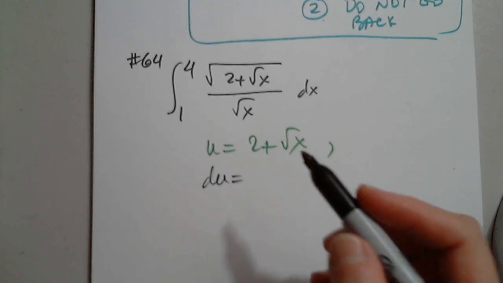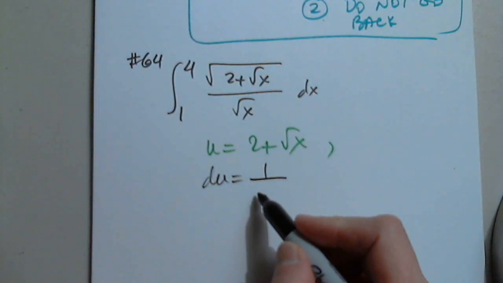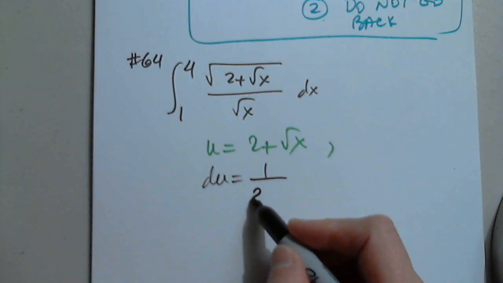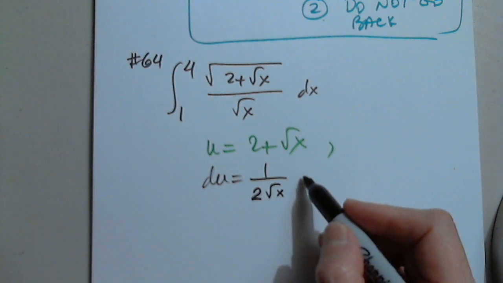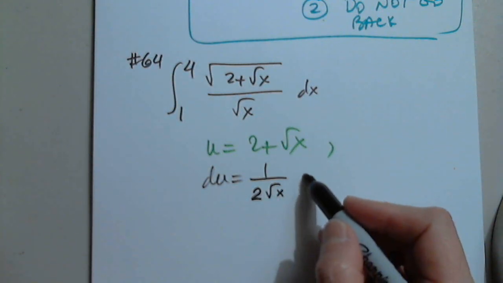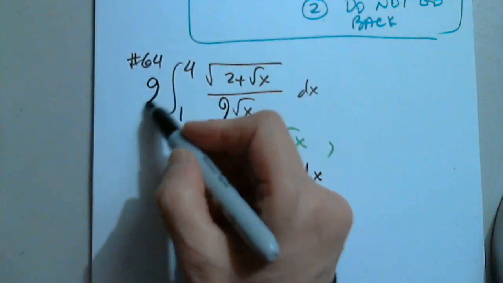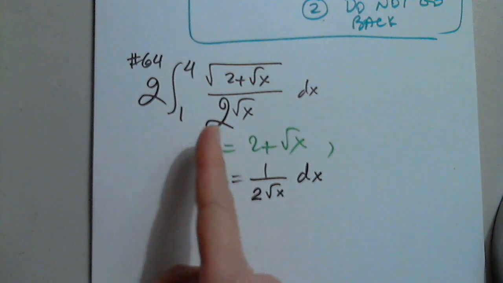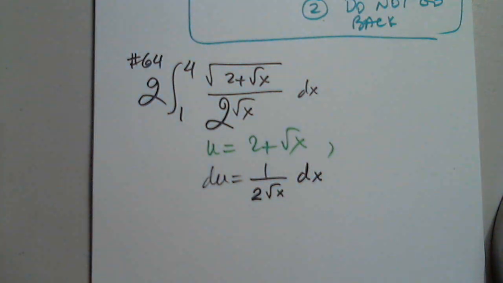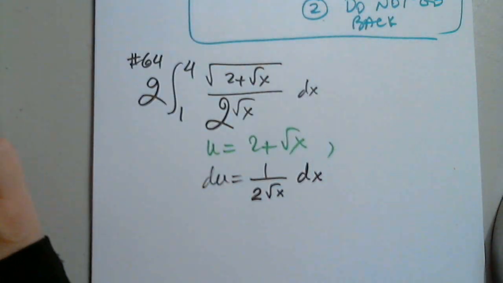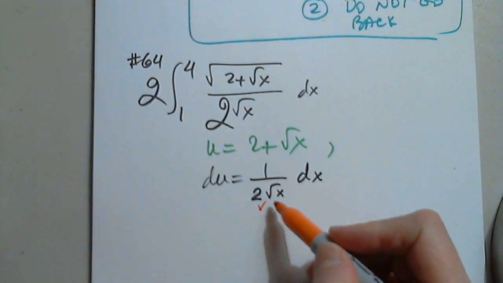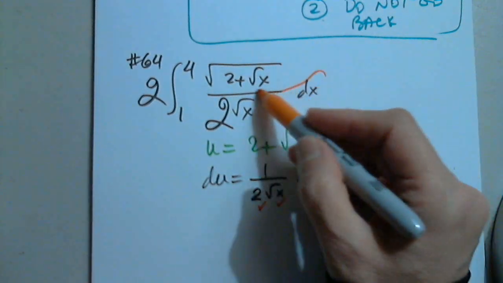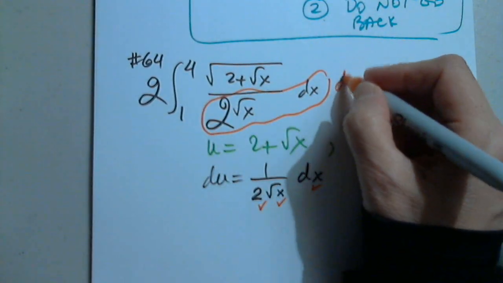That would be 1 over square root of x, or negative. Wait. Yeah, 1 over square root of x, right? 2 square root of x. Right. And dx. I multiply the denominator by 2, and I multiply the numerator by 2. And I already took it out. So I have the 2 dx, x and dx right here. So this is my du.